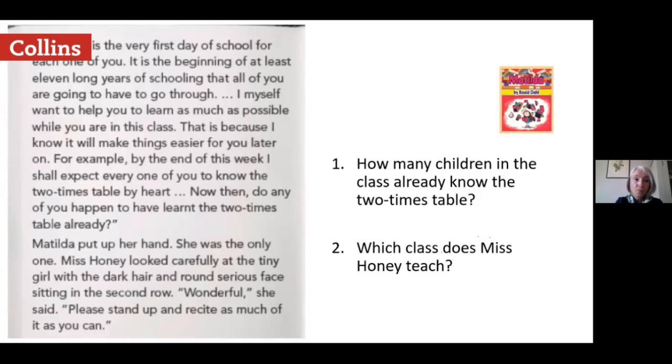Okay, I'm still getting answers about Harry Potter. So 2 times table, the answer here is grade 1. How many children know the 2 times table? How many children in the class? Okay, one.